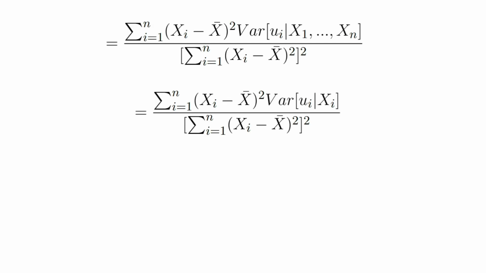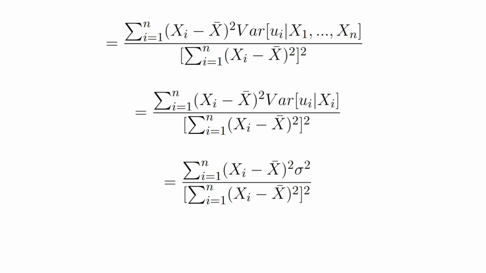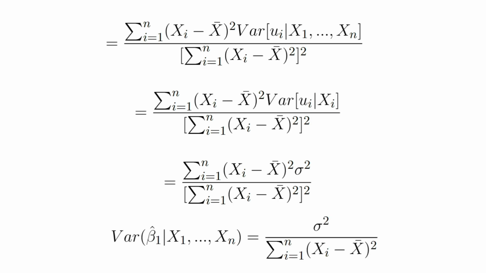Now, we can apply our fifth assumption in this term so that we end up with this term. Note that sigma squared does not have an i subscript, so it's simply going to be some constant value, which means that we can cancel some terms in the numerator and the denominator. After canceling terms, we finally arrive at a solution which says that the variance of beta 1 hat conditioned on some specific x values is equal to sigma squared divided by that term in the denominator.